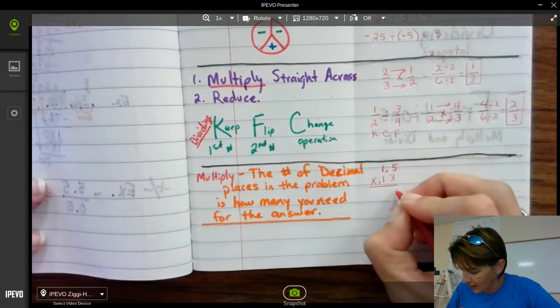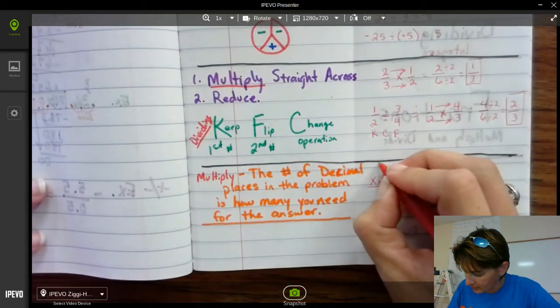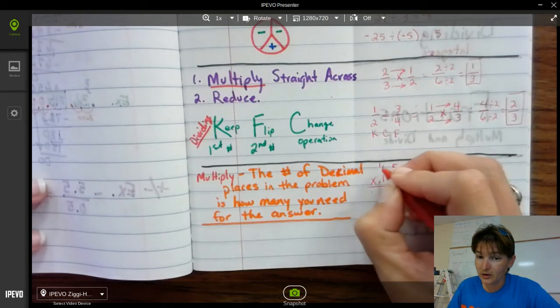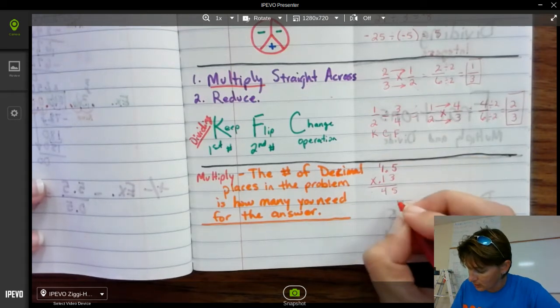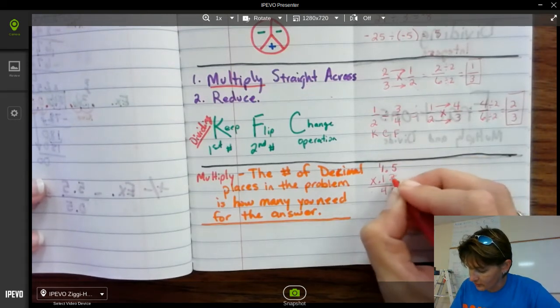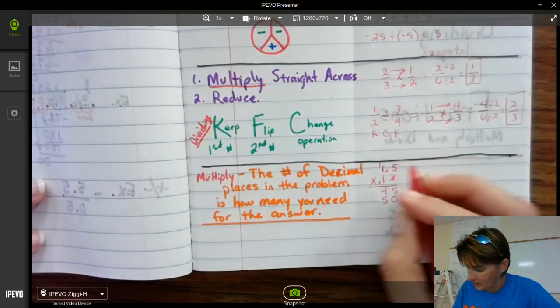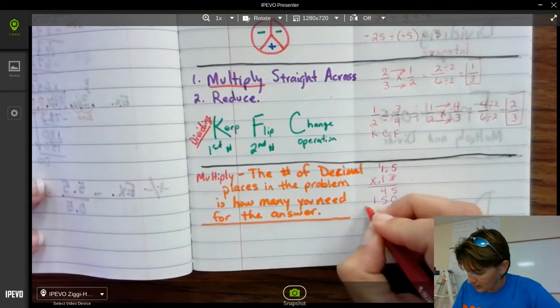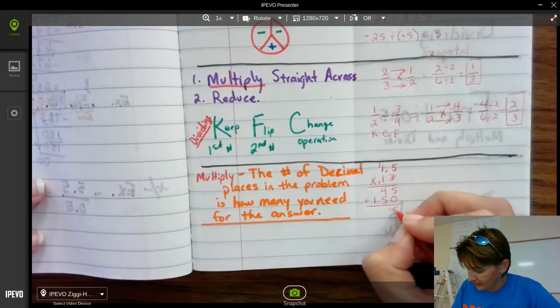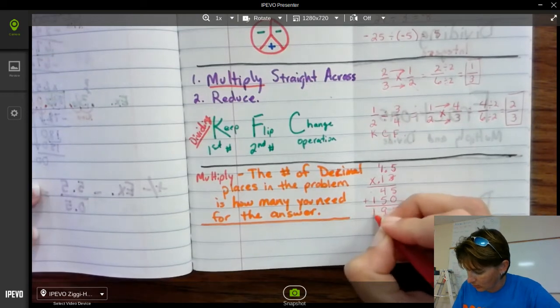So 3 times 5 is 15. 3 times 1 is 3, plus the 1 is 4. Put a 0 because we've used the 3. We're putting it as a placeholder. 1 times 5 is 5. 1 times 1 is 1. We add these together. We have 5, 9, and 1.